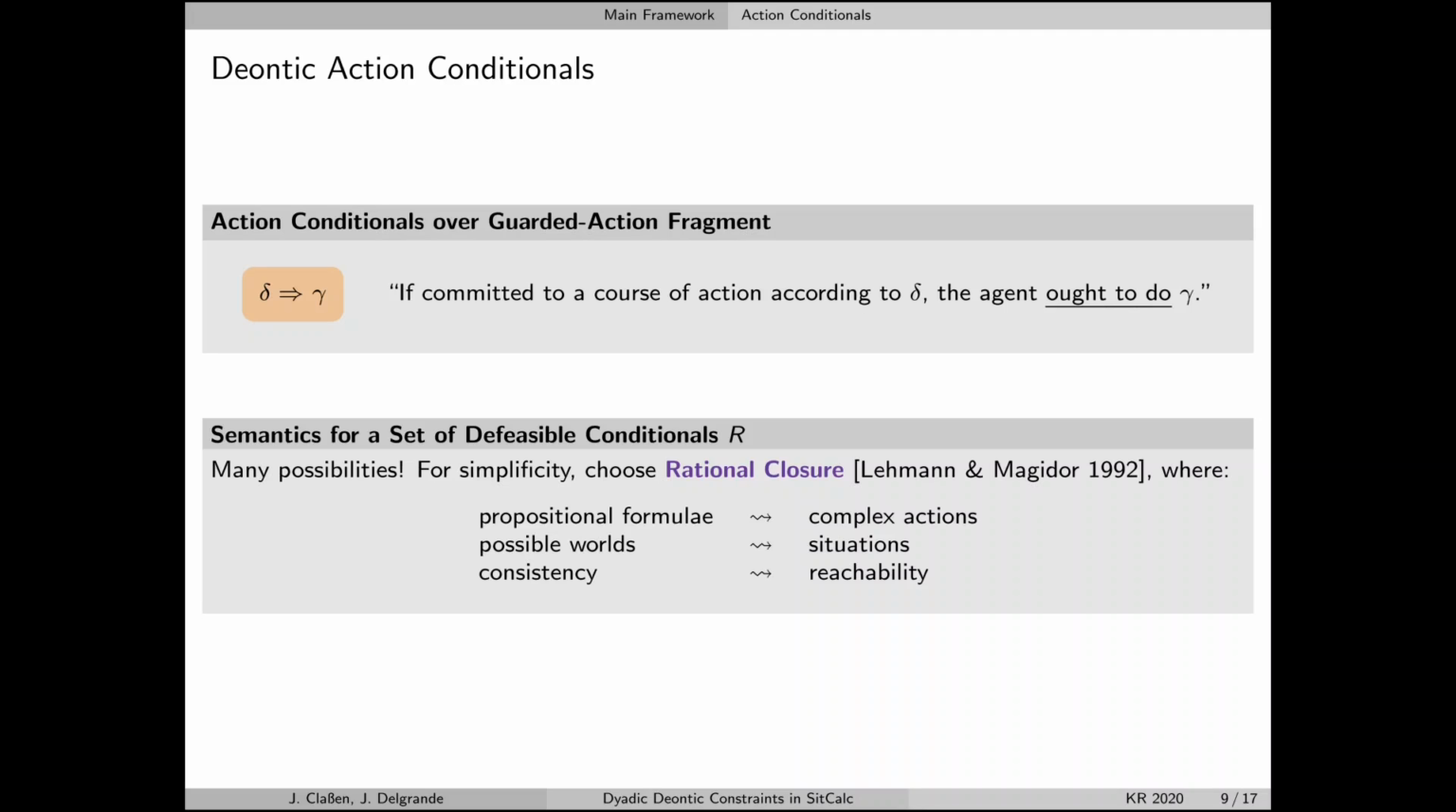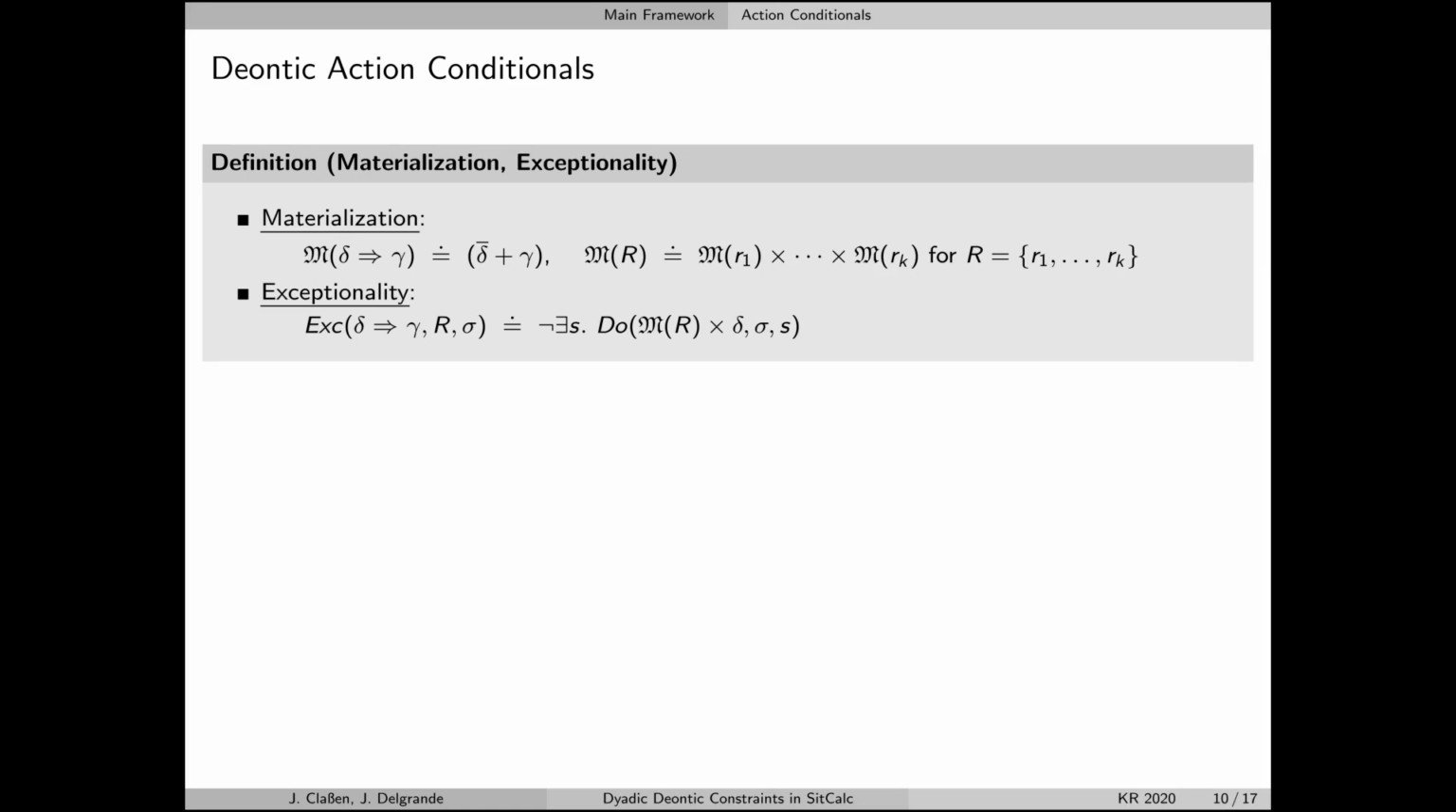The difference is that instead of propositional formulas, we apply conditionals to complex actions, and consequently, instead of possible worlds, they refer to situations, and the notion of consistency is replaced by reachability. First, because we have action negation, we can define the materialized version of a conditional, and with a new joint action operator, we can say that the materialization of a set of rules is simply the conjunction of the individual rules. And furthermore, we define exceptionality of a rule with respect to a set of rules to mean that the antecedent of the rule is not jointly executable with the materialization of the set.